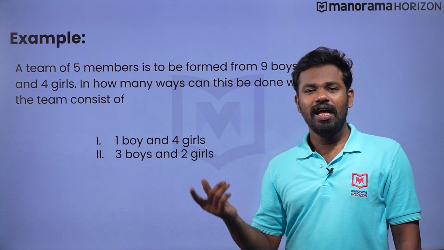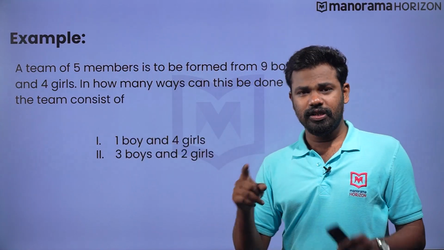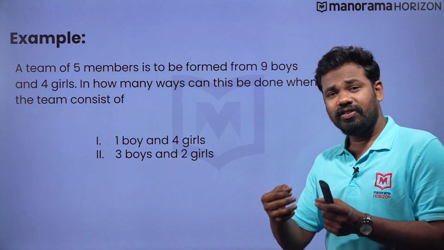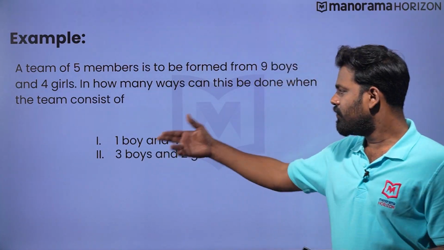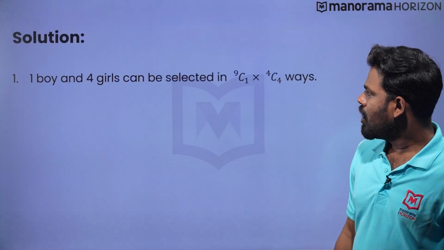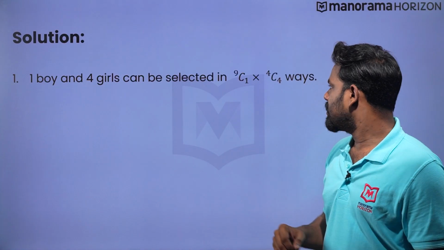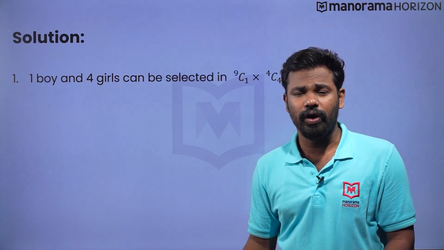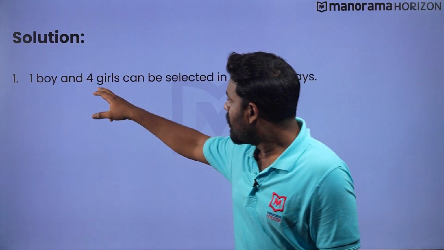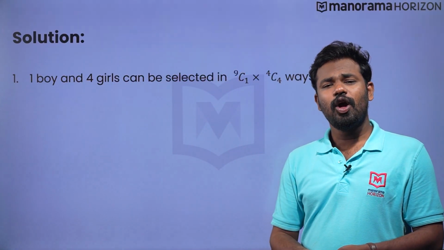What is the difference? There are conditions. That is, you have to select 1 boy and 4 girls in one case. Second case, you have to select 3 boys and 2 girls. There are 2 different conditions or cases. So let's look at the first case, 1 boy and 4 girls. How can I select? From the 9 boys, I can select 1 boy in how many ways? 9C1 ways, right? Yes. And 4 girls, there are total 4 girls only there.